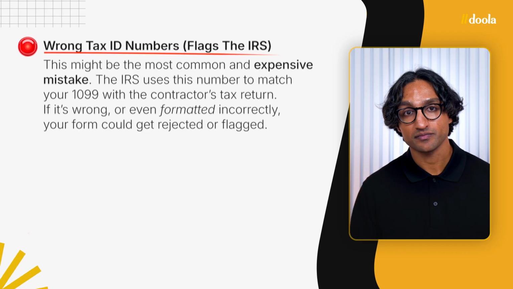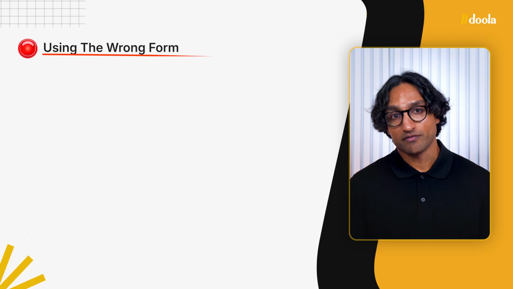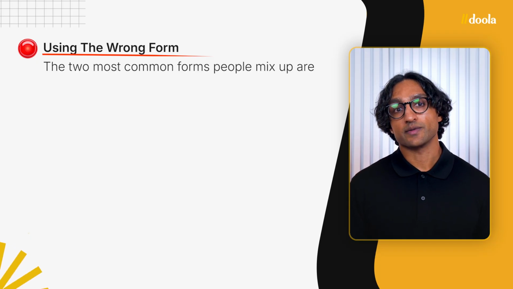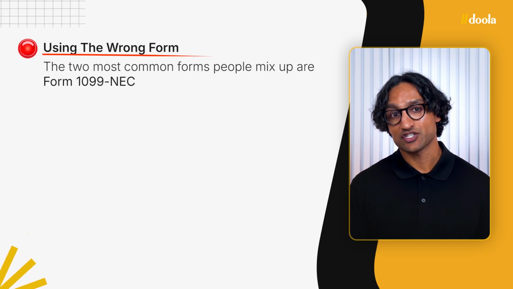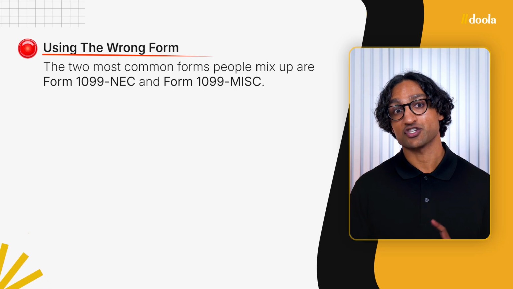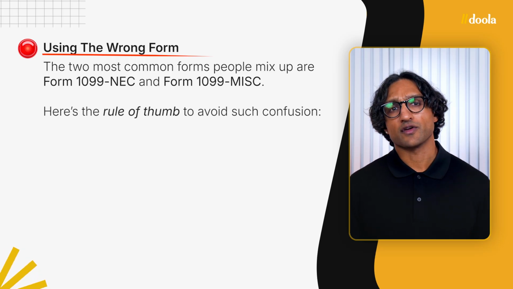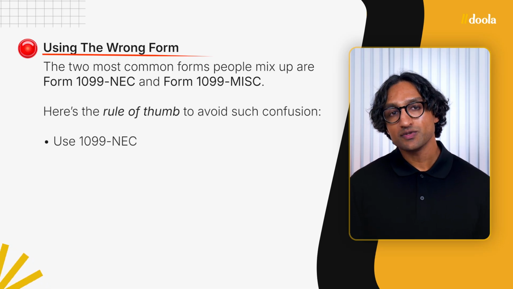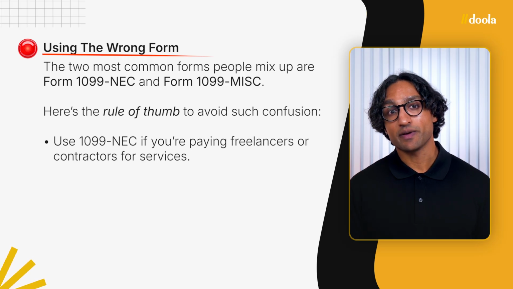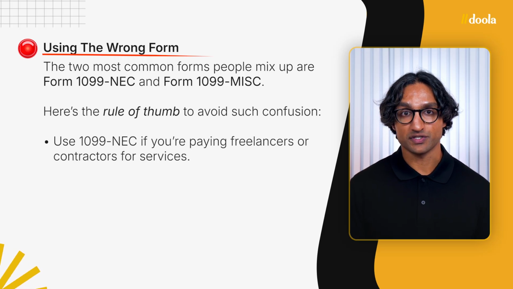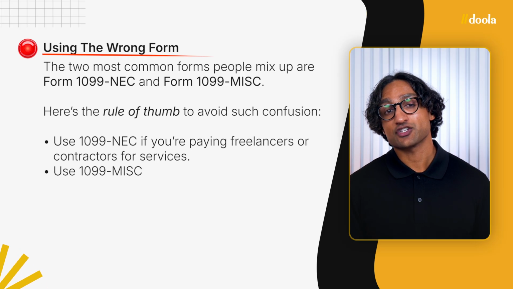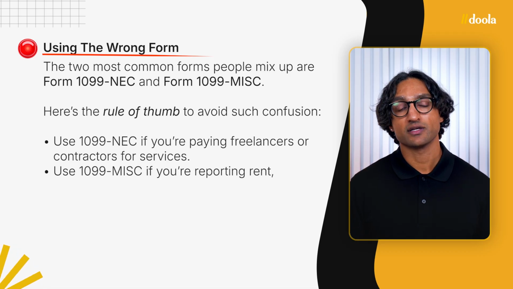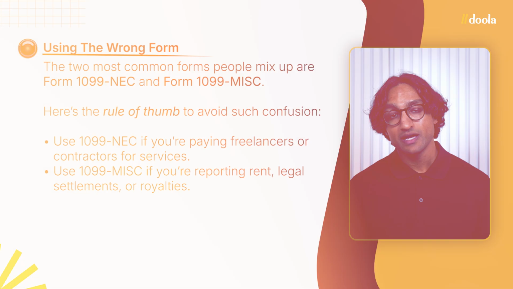Mistake 3 is using the wrong form. The two most common forms people mix up are Form 1099-NEC and Form 1099-MISC. Here's the rule of thumb to avoid such confusion. Use 1099-NEC if you're paying freelancers or contractors for services. Use 1099-MISC if you're reporting rent, legal settlements, or royalties. Mixing these up can lead to IRS rejections, your contractor filing incorrect returns, and unnecessary back and forth to correct it.